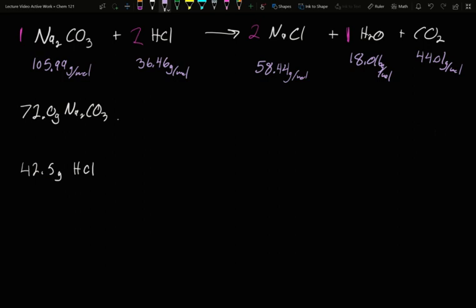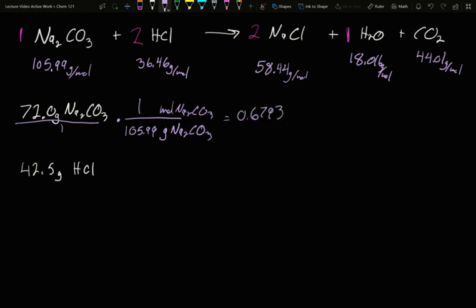So how do we do that for sodium carbonate? Well, I have 72 grams of sodium carbonate, and any time I'm trying to find info about a second chemical in a reaction, I have to go to moles. So the first step is I have to get out of grams of Na2CO3 and into mole of Na2CO3. Well, we found our molecular mass. So 105.99 grams in one mole. This is going to show me that I have 0.6793, and we'll do sig figs at the end.